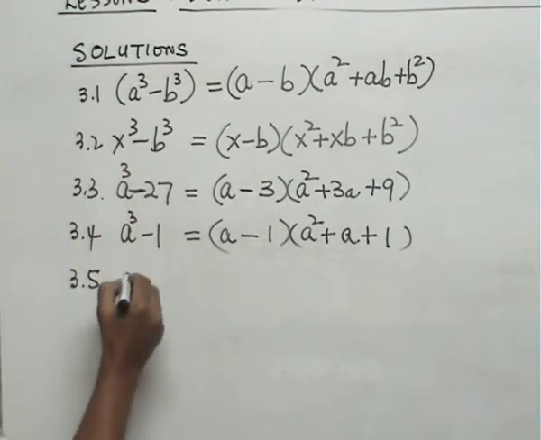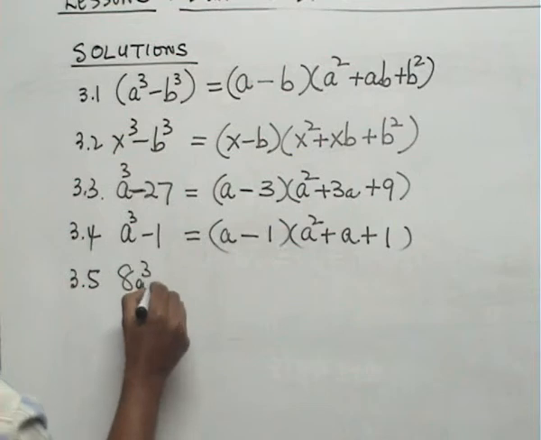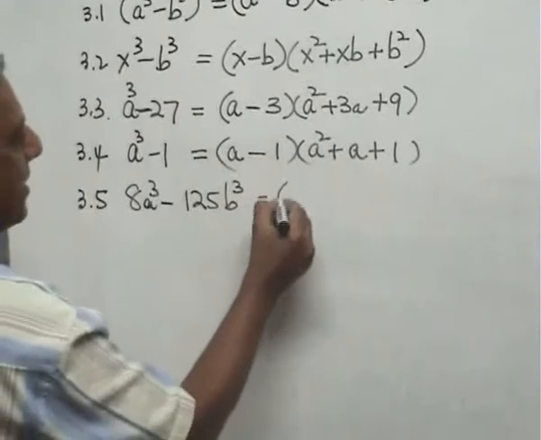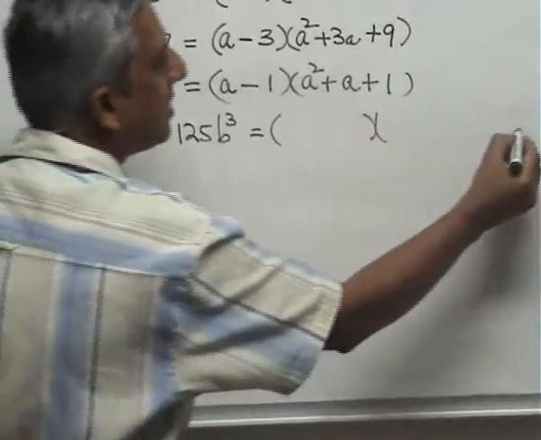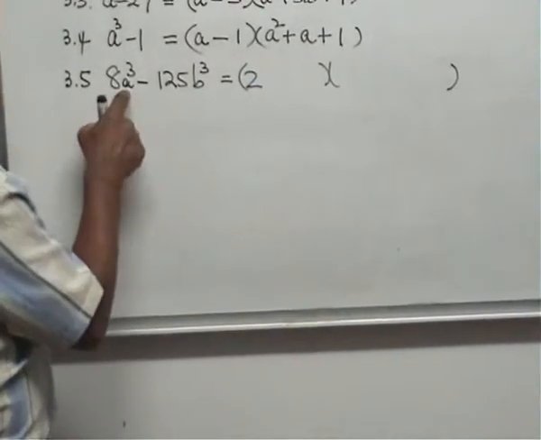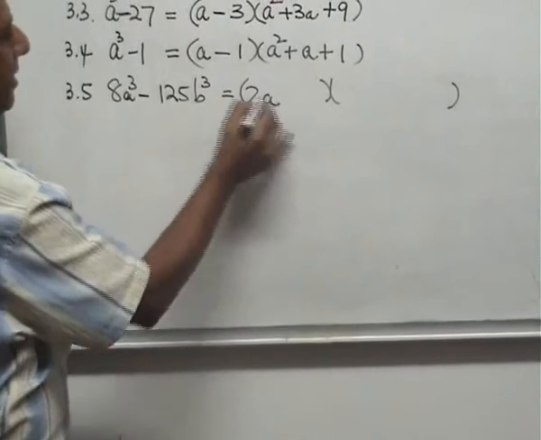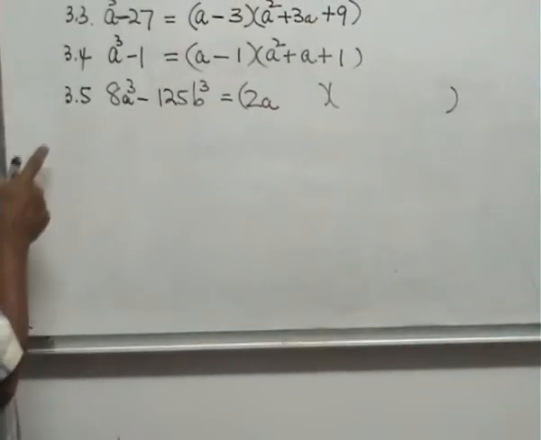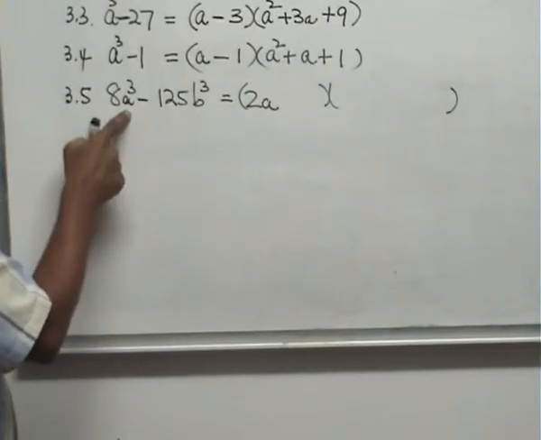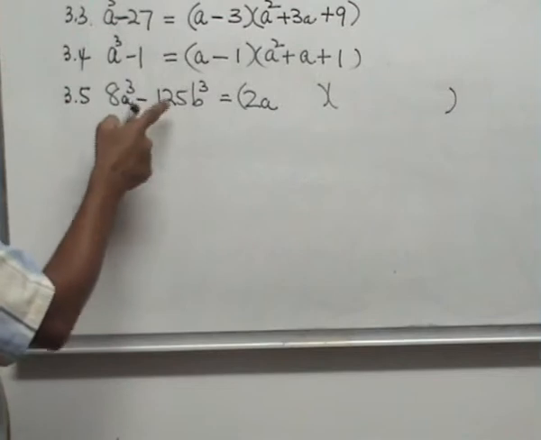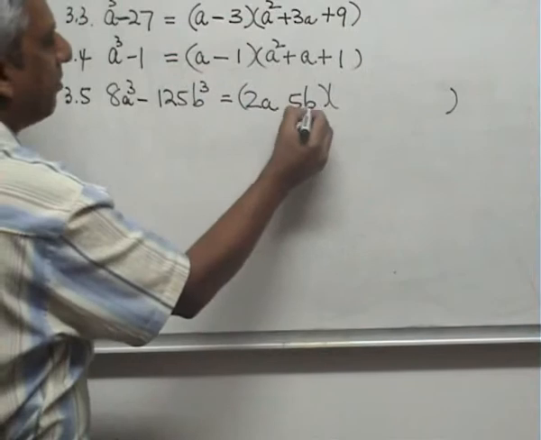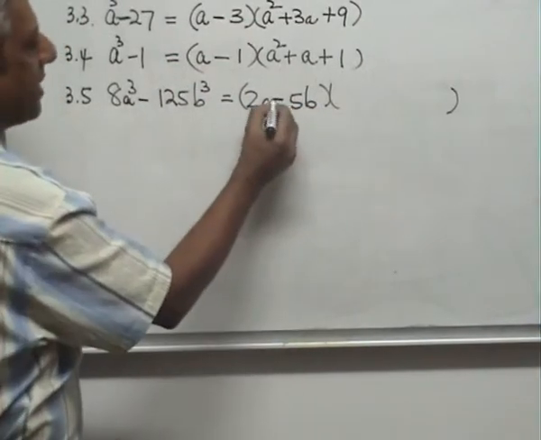3.5, 8a cubed minus 125b cubed. Right. So we'll take this one a little easy now. Cube root of 8, 2. Cube root of a cubed, a. Sorry, did I say square root? I mean cube root. Cube root of 8, 2. Cube root of a cubed, a. Cube root of 125, 5. Cube root of b cubed, b. Starts with minus, so this will be minus.